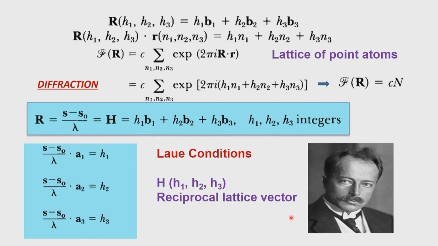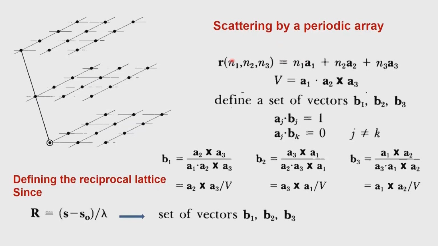This is what was done by Laue. That is why I put his picture here, which you already saw in the earlier class, because this is his contribution. Now what is it that is going to happen if we have a crystal, we have a lattice, we have A1, A2, A3 defining the vector r, and B1, B2, B3 defining the reciprocal lattice vector. So just like we described the little r as n1 a1 plus n2 a2 plus n3 a3, where n1, n2, n3 are integers.